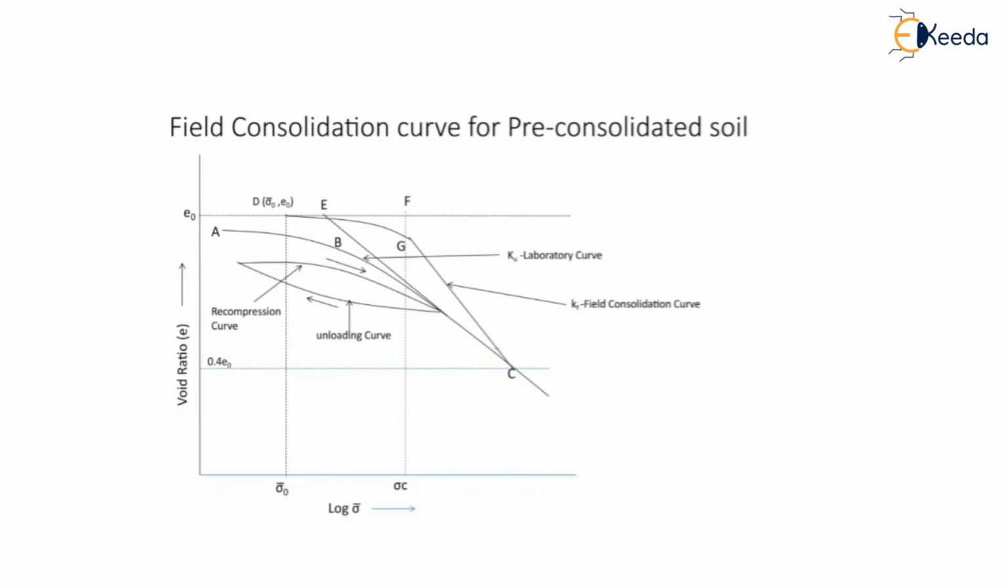For pressure between sigma naught bar to sigma C bar, the relevant index is the recompression index CR. And for the pressure more than sigma C bar, it is the compression index CC.